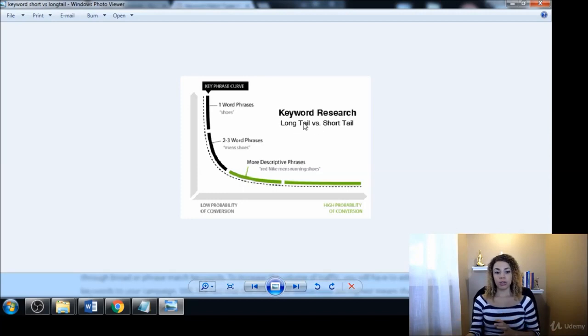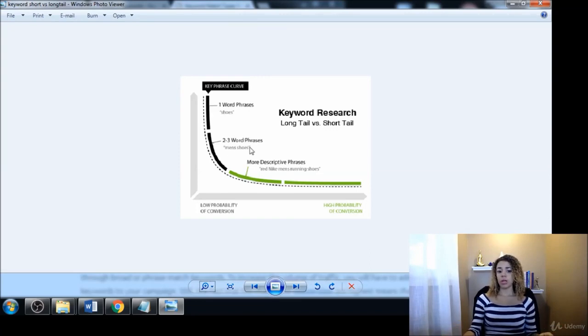So a short tail keyword would be a phrase like shoes. It's just very plain. There's no descriptive words with it. It's just shoes, someone looking for shoes. We have no idea what they really want. Do they want pictures of shoes? Do they want to buy shoes? What kinds of shoes are they looking for? We have no idea what it is that they want. They just typed in shoes, okay? So that's a short tail or a seed keyword.